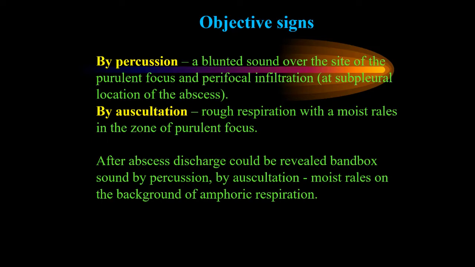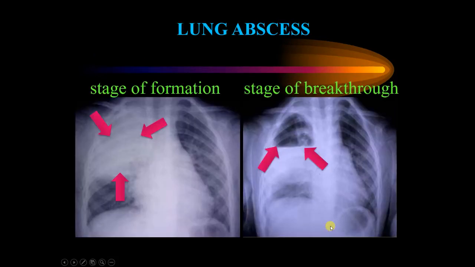Next, on auscultation there is weakened respiration with moist rales in the zone of the purulent focus. After the abscess discharges, a bandbox sound could be revealed by percussion, and on auscultation there will be moist rales on the background of amphoric respiration.